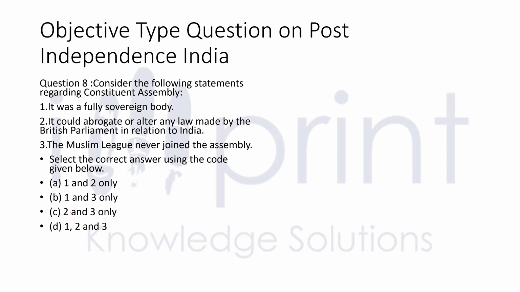Consider the following statements regarding the Constituent Assembly. It was a full sovereign body. Yes, definitely it was. It could abrogate or alter any law made by the British Parliament in relation to India, definitely, and that was its power. The Muslim League never joined the assembly.